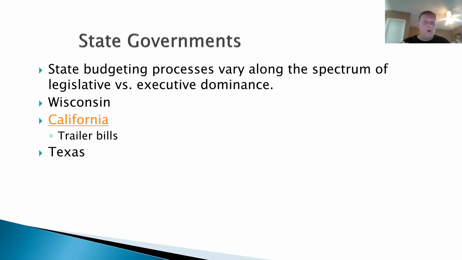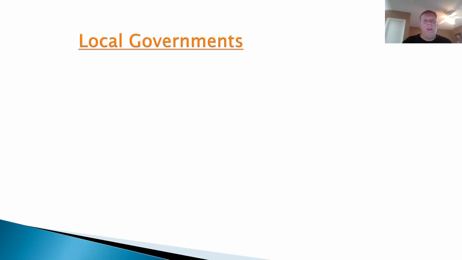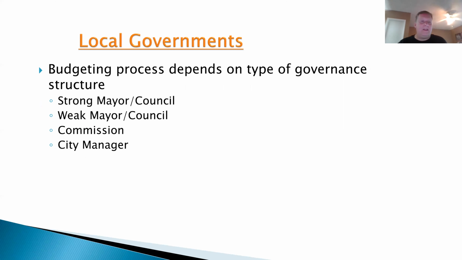But Wisconsin and California, very executive dominated, look and feel a lot like the federal process with some changes and differences. Texas, very legislatively dominated, where the governor does not have the ability to independently create the state budget. But again, it all depends upon the state. It depends upon the prevailing political culture in that state.